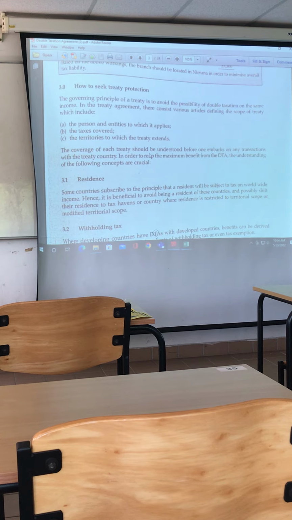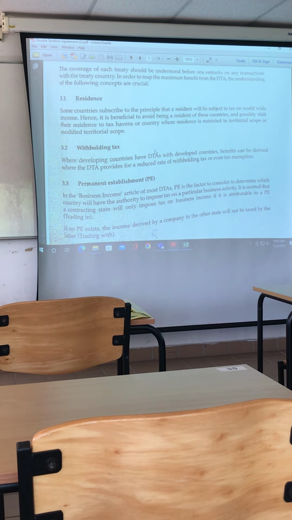In the treaty agreement there are various articles that define the scope of the treaty, which include the persons and entities to which it applies, the taxes covered, and the territories to which the treaty extends. So it's very clear whether you fall under that treaty or not, whether you are eligible to apply the protection given under the double tax agreement. The coverage of each treaty should be understood before one embarks on any transaction with the treaty country. In order to have the maximum benefit from the double tax agreement, understanding the following concepts is very crucial. The first one is residence.